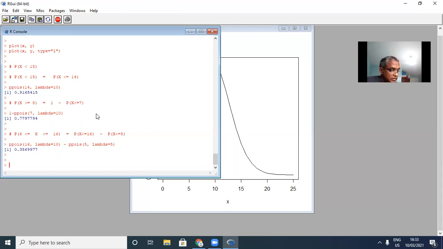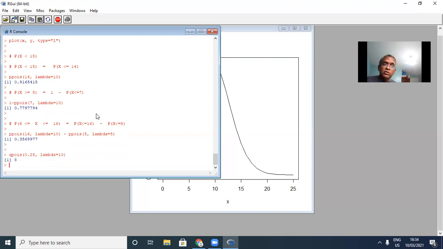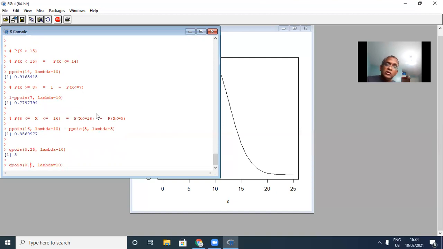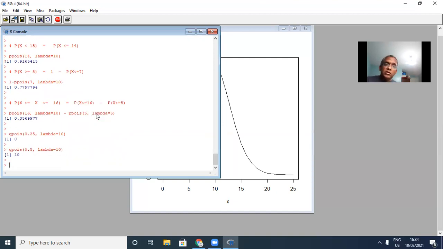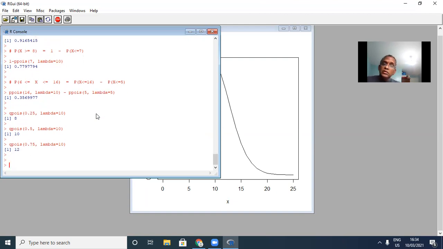The second part is asking you to find the lower quartile, the median, and the upper quartile of the distribution. So remember, to find the quantile function, you use the qpois command. The lower quartile corresponds to probability 0.25, so with lambda 10, the lower quartile is 8. The median corresponds to probability 0.5, so the median is 10. The upper quartile corresponds to probability 0.75, so it is 12. So that's easy. This completes exercise number 2.